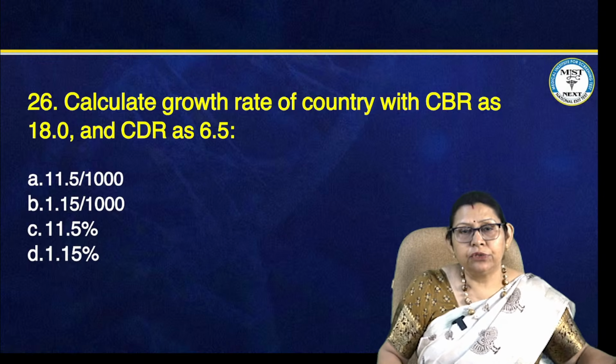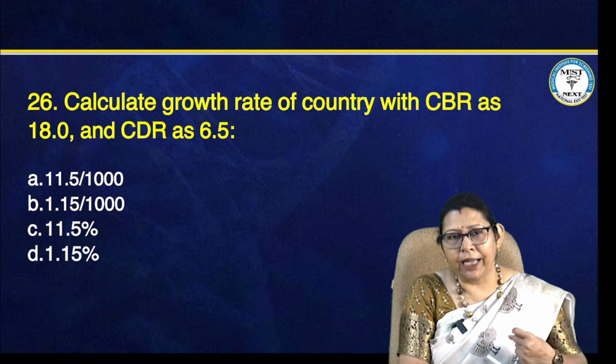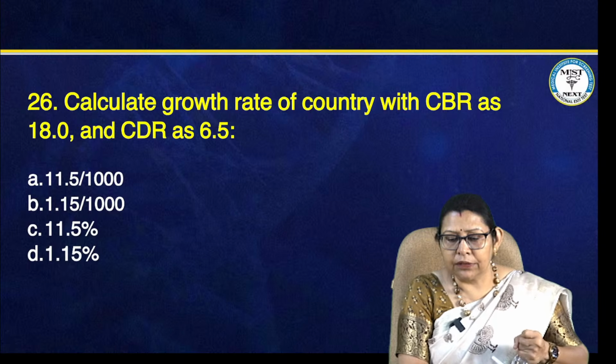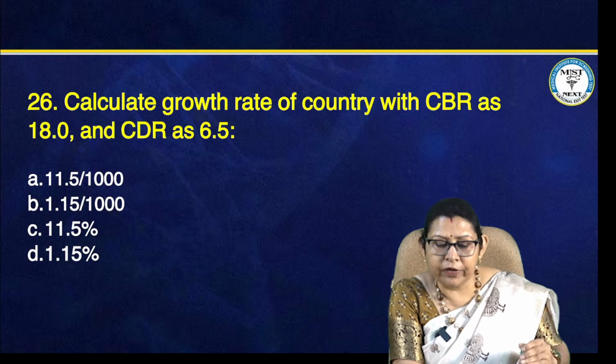Calculate the growth rate of a country with the crude birth rate as 18 and the crude death rate as 6.5.